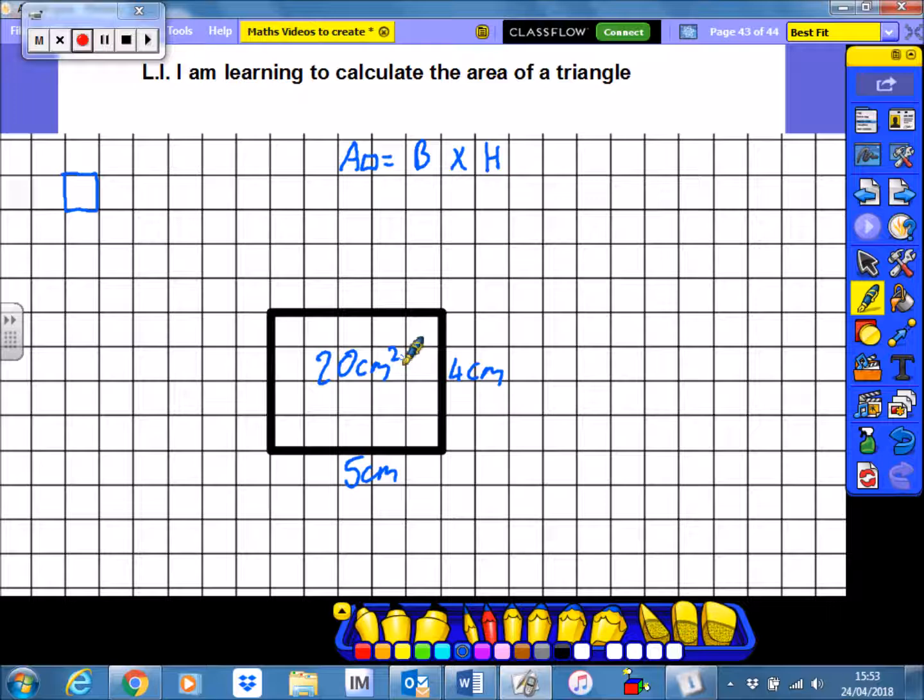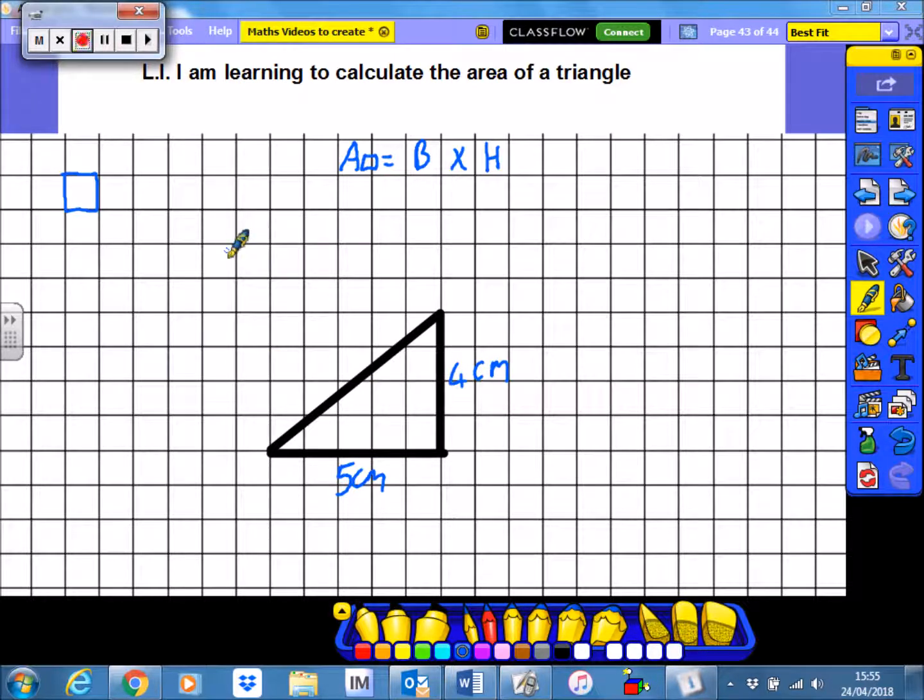Now that's rectangles. The problem is today we're not dealing with rectangles, we're dealing with triangles. But we can use this knowledge to actually help us figure out what the area of a triangle is, which is what we're going to do now. So I've now drawn a triangle with exactly the same base and height as that last rectangle. So it's 5 centimetres along the base and 4 centimetres high. Now if we imagine, or if we try to visualise what it used to look like as a rectangle, we should start to realise something.